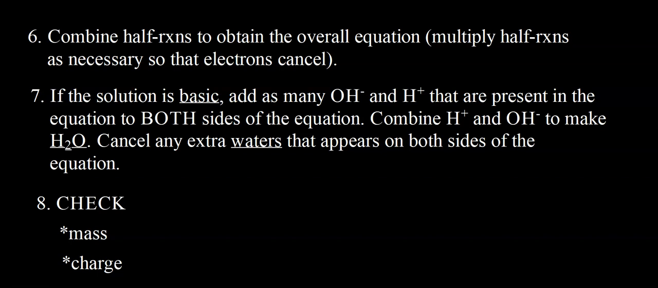Next step after you've combined your half reactions is to check. Again, this is one of the few instances in this course where you will know by your answer if you did it right or not. If mass and charge are balanced, they're the same on both sides, then you know that the equation is balanced. If one of those is off, guess what? It's not balanced and you did something wrong.